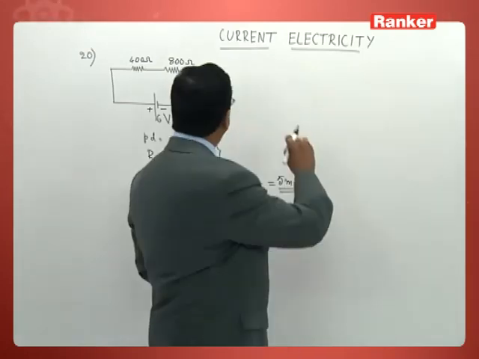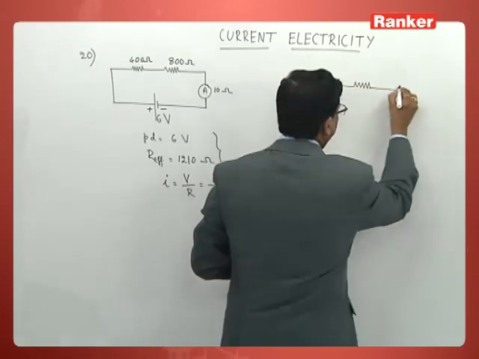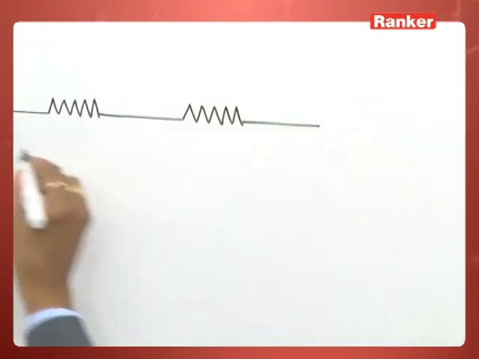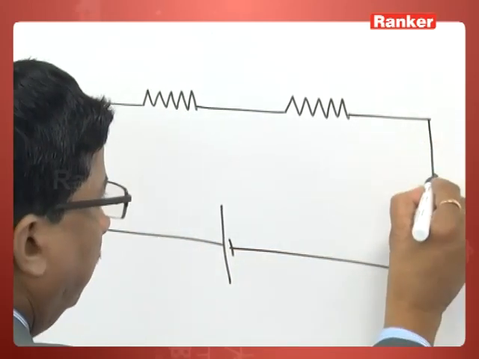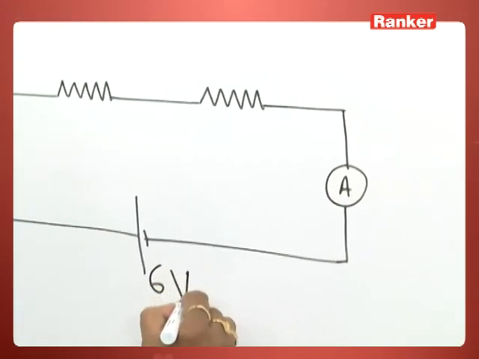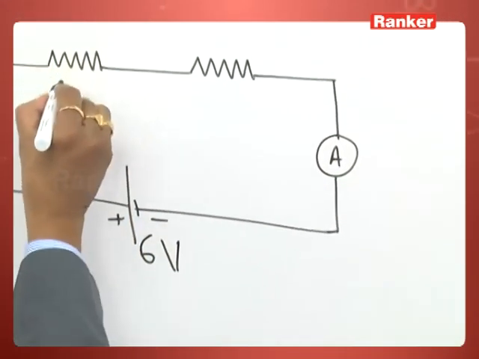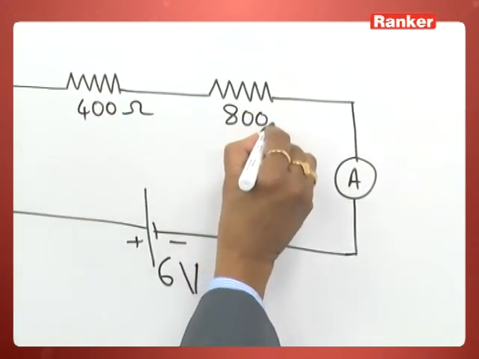So what we should understand, same circuit I draw once again. Look, these two are the resistances. This one is the cell. This one is the ammeter. This is of 6 volt. This one is of 400 ohm. This is of 800 ohm.